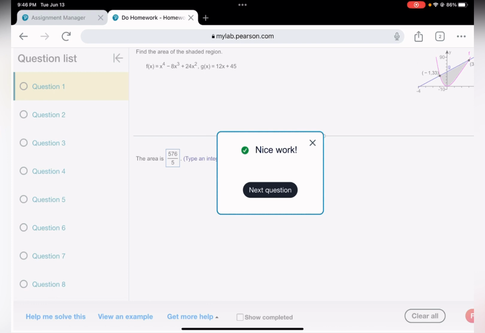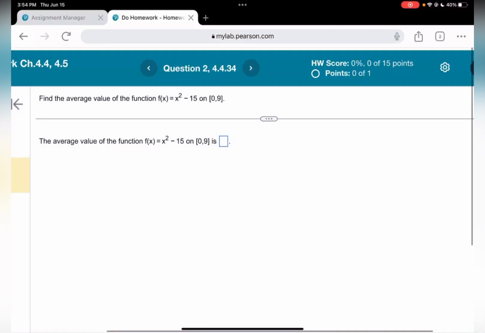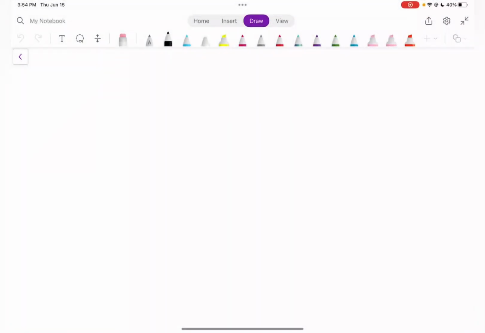Moving to the next question. Okay, question number 2. Find the average value of the function f of x equals x squared minus 25 on the interval 0, 9. Okay, let's solve it. Average value, so that makes a difference. So we're going to find the average value. So the formula for average value is as follows.